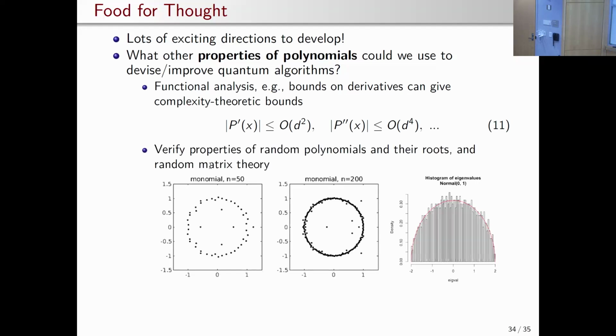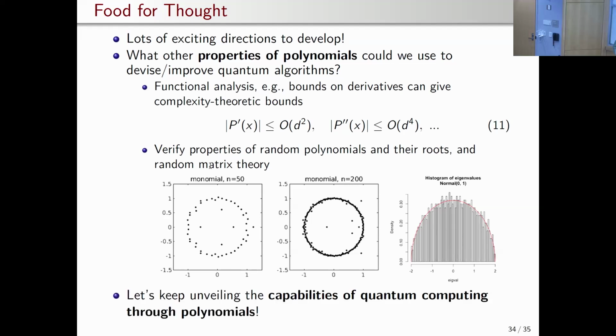And in addition, it might also be nice to use quantum signal processing to verify properties of random polynomials in random matrix theory, in studying the roots of random polynomials, their results on that, and also developing ways to verify the predictions of random matrices. It can also be done through the lens of quantum signal processing. So in any event, I think it'd be really fun to keep unveiling all the possibilities that we can achieve in quantum algorithms through the lens of classical polynomial theory.